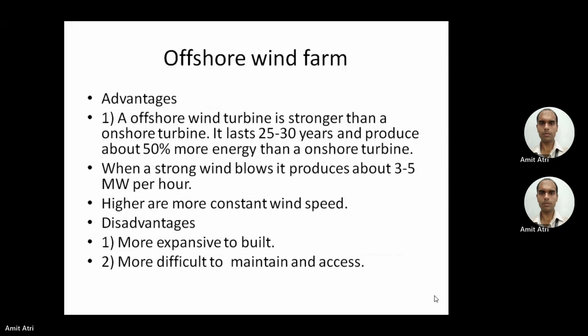Now coming to the other type, the offshore wind farm. An offshore wind turbine is stronger than an onshore turbine. It lasts about 25 to 30 years and produces 50% more energy than an onshore turbine. When a strong wind blows, it produces about 3 to 5 megawatt per hour. So a large amount of energy we can obtain from an offshore wind farm. Higher or more constant wind speed, that is constant with more height.